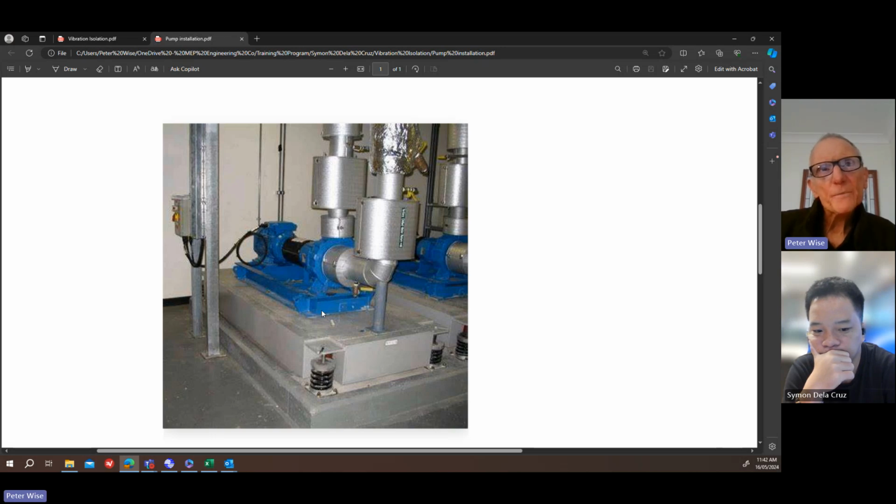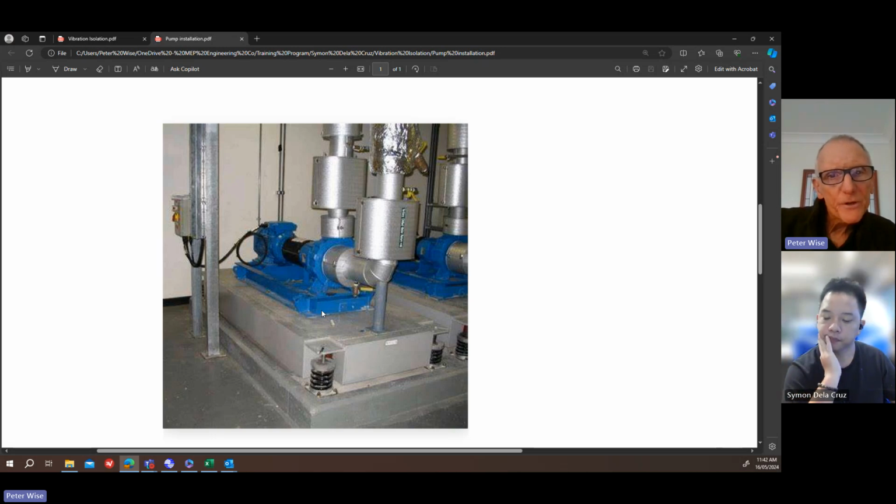So that's just one rule of thumb to keep in mind. Where do you need an inertia base? If you're up the top of the building, you probably need one. If you're down the bottom, you probably don't. So just bear that in mind.